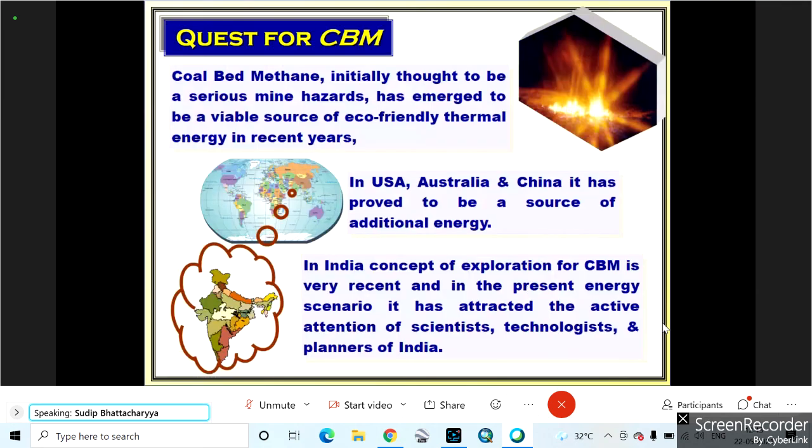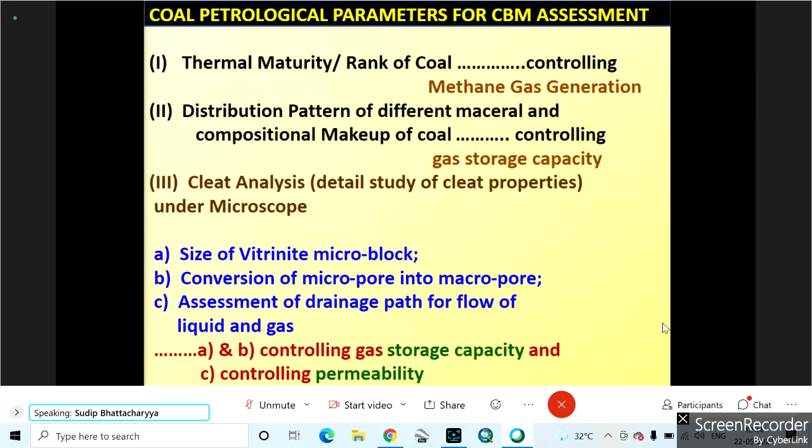So the quest for CBM is going on in the USA, Australia, China. They have done a very good job about that, and we are also after it, and we are doing it at our level. From the matured basins we are getting the CBMs, and from some lignite basins also we are getting some biogenic methane. So for the CBM, the main thing is that the coal is the source rock and the coal is the reservoir rock. That means the same rock is acting as a source and as a reservoir.